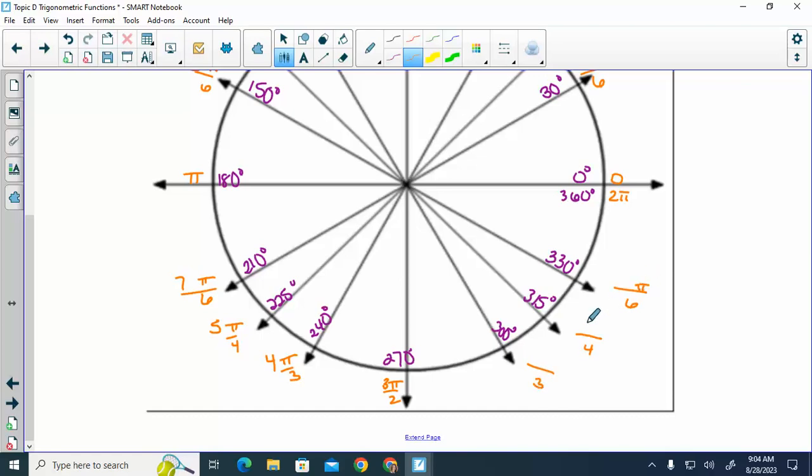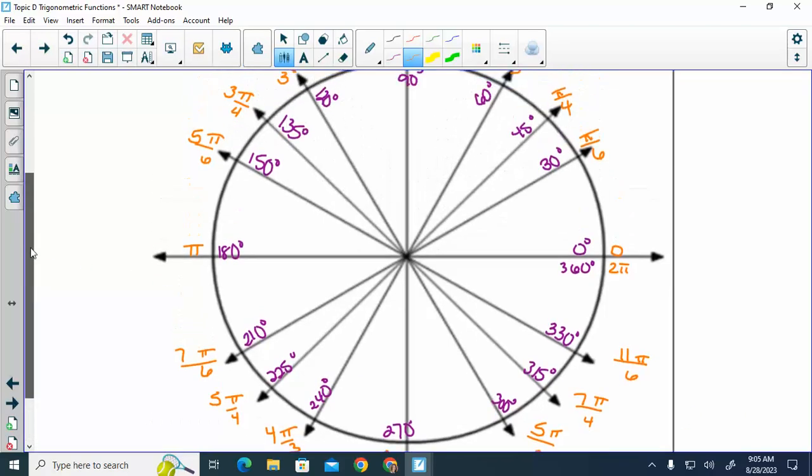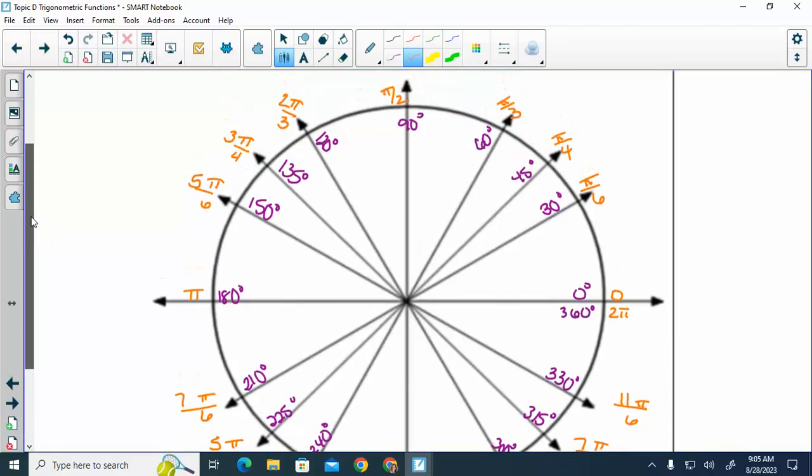Okay, the pattern here. Think about, in degrees, you do 360 minus. So in radians, we do 2 pi minus. So what was the pattern? Double minus 1. So 6 times 2 is 12, minus 1 is 11. 4 times 2 minus 1 is 7. 3 times 2 minus 1 is 5. And so that would be our final answer. All right. Degrees and radians.